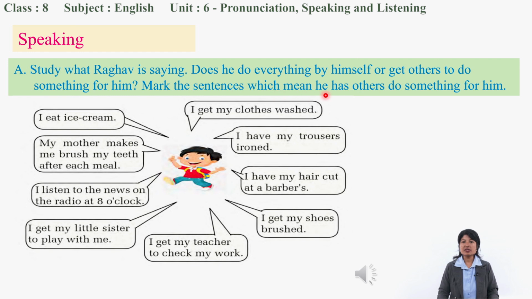Mark the sentences which mean he has others to do something for him. Okay, so these are his expressions. So from his speech bubbles, let's read these speech bubbles and we will come to know what he is saying and what we have to find out. Mark is given, let's underline. We will underline what he has others do for him. Okay, let's listen to him instead of reading. First of all, let's listen, okay? So here it goes.